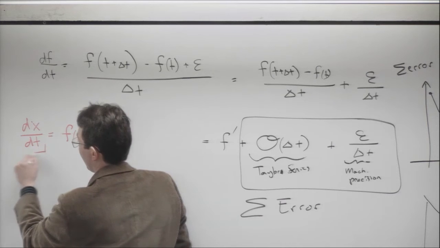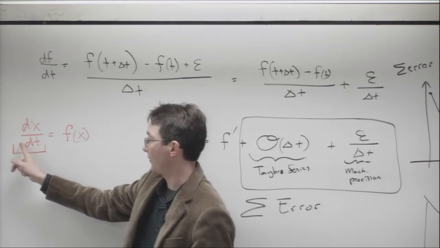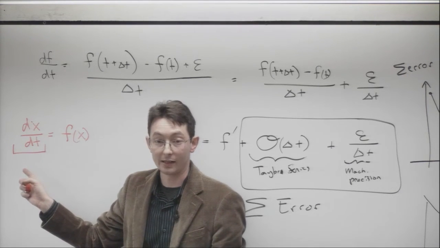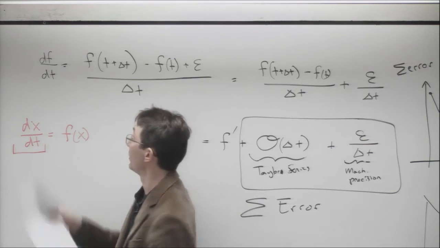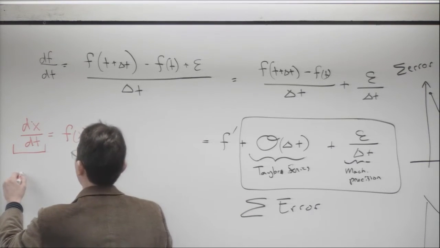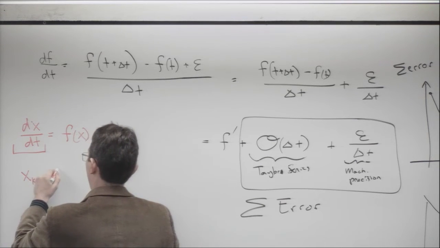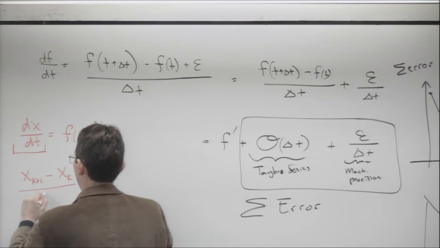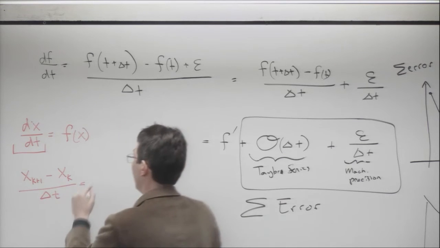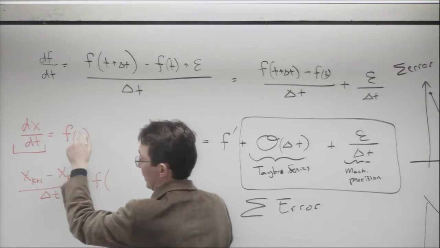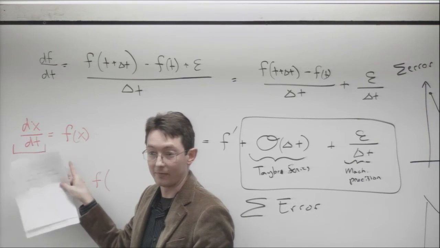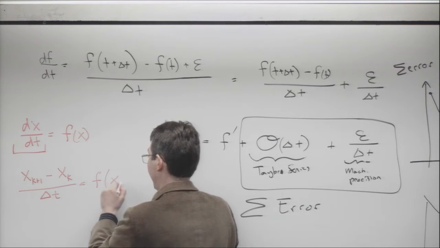But in a computer, I'm going to have to use some approximation for dx dt. So if I use forward difference, I would say, okay, well, this is really x_{k+1} minus x_k divided by delta t equals f of, and I'm going to have to plug in some real finite value for x, let's say x_k.